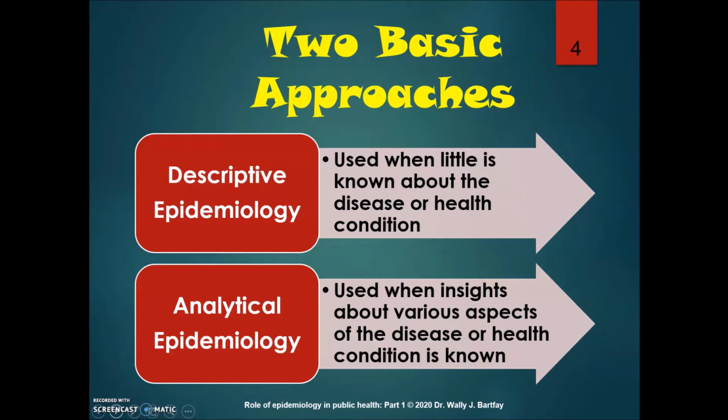There are two basic types of approaches used by epidemiologists. The first one is called descriptive epidemiology. And descriptive epidemiology is employed when little is known about the disease or health condition. Conversely, analytical epidemiology is used when insights about various aspects of the disease or health condition are known.